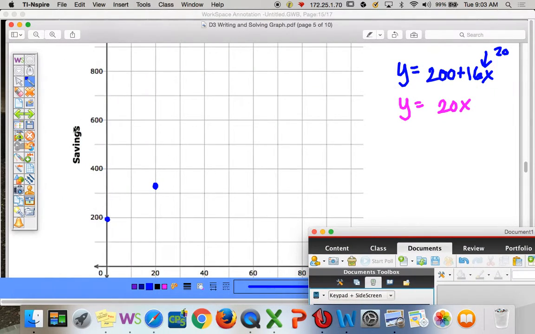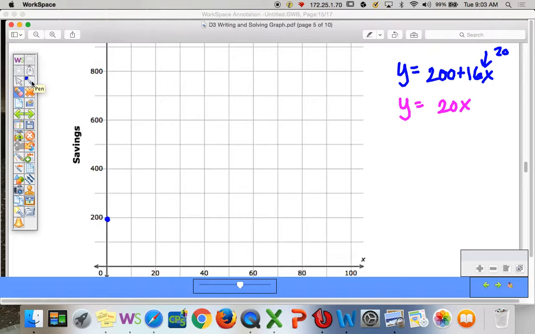Did I graph? No, I didn't. That's why I didn't graph it right. 520 is not right there. All right, so here's 500. Here's 520, about right here. And the other one's 840, so 840 is about right here. Okay.